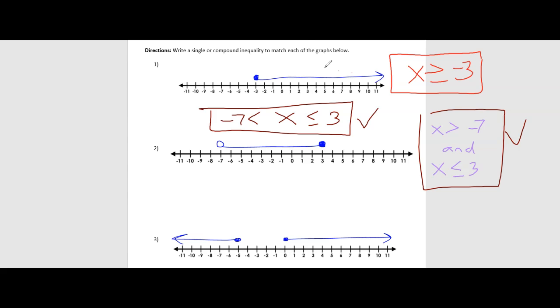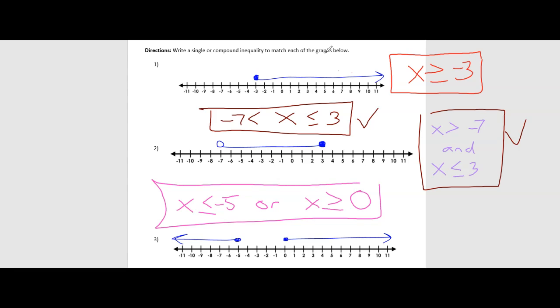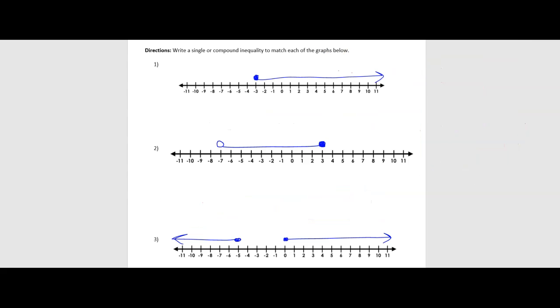Number 3 is an or compound inequality. So we have x is less than or equal to -5, closed point. So that's less than or equal to. Or x is greater than or equal to 0. Just one way to write that. You need to include the word or between those. Okay, let's look at the very last one.